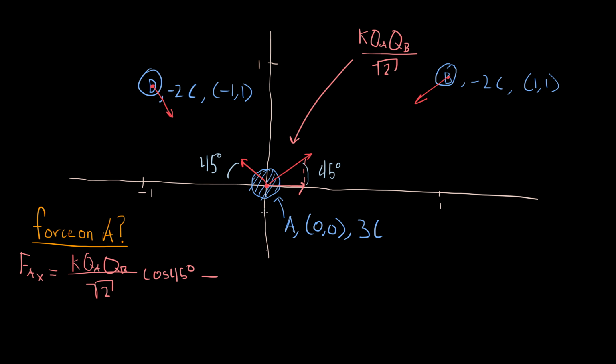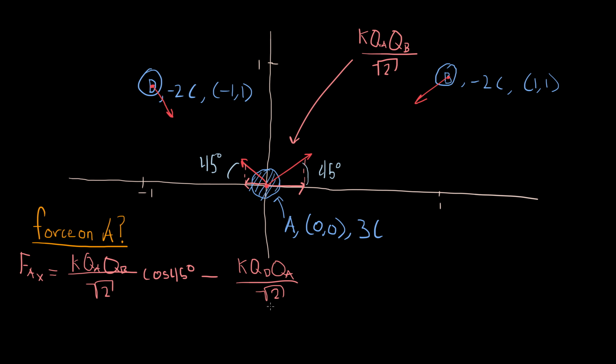Then in the opposite direction, we're also going to have a force that's causing it to go this way. And actually, it's going to be the exact same force. It's going to be K, QA, QD with against QA, and then square root of 2 is between them.